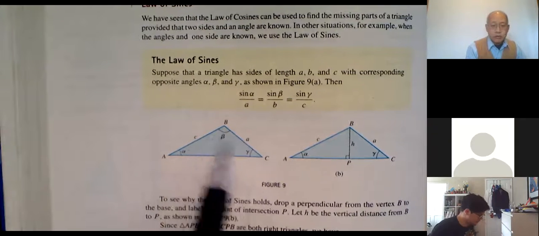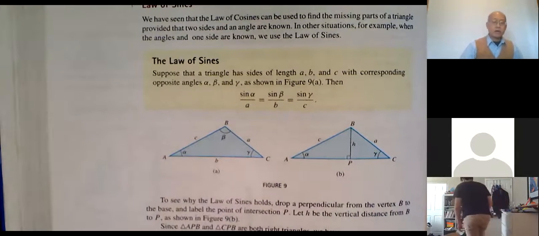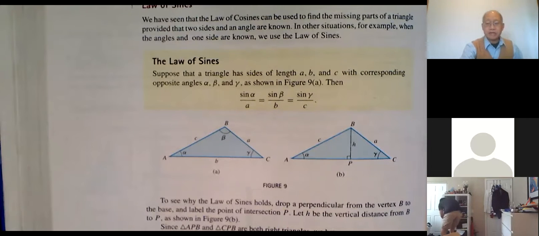Okay, so you have 1, 2, 3 angles and 1, 2, 3 sides. Typically in the homework, they will give you 3 pieces of information, which might be 3 sides, or 2 angles and a side, or 2 sides and an angle, something like that. Then from those 3 pieces of information, can you get the rest?